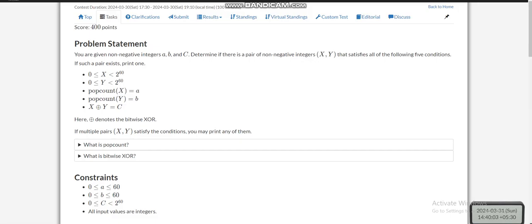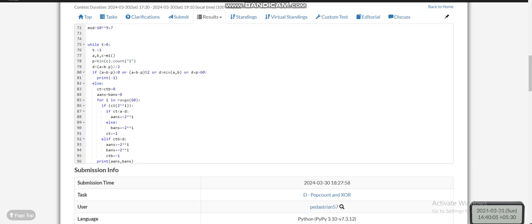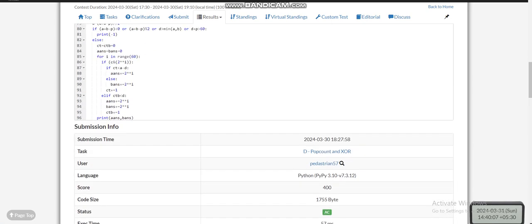So let's jump into the code. You will understand it better. What I am doing is iterating over all the 60 bits. If it is set in C, I am checking that the count of the bit is less than A minus D, and we are setting it in X. A answer is nothing but X, and B answer is nothing but Y. So if count is less than A minus D, we are setting it in X, and otherwise we are setting it in Y, and we are incrementing the counter.